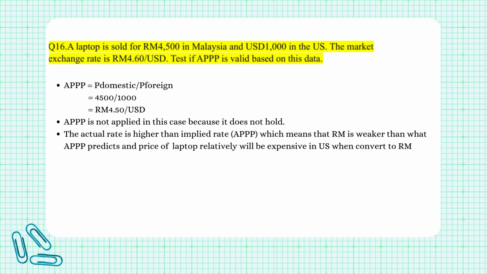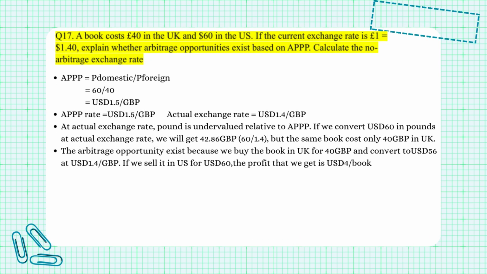The actual rate is higher than the implied rate, which is APPP, which means that RM is weaker than what APPP predicts, and the price of the laptop will relatively be expensive in the US when converted to RM. So for the APPP, price of domestic over price of foreign. So we'll take 60 over 40 and we'll get 1.5 USD to 1 British pound.